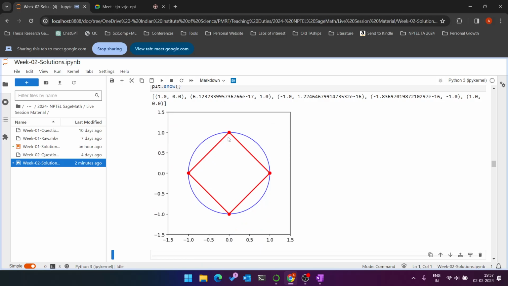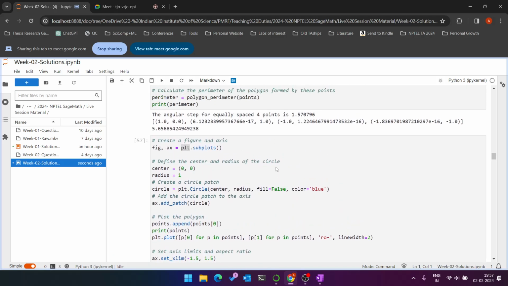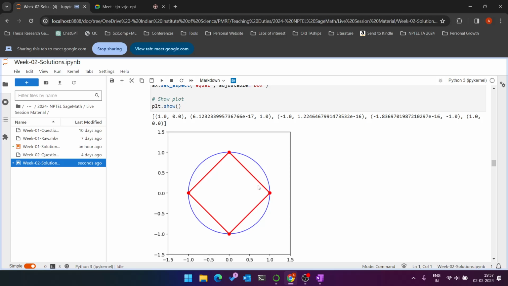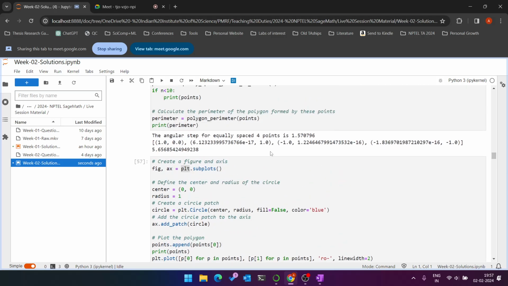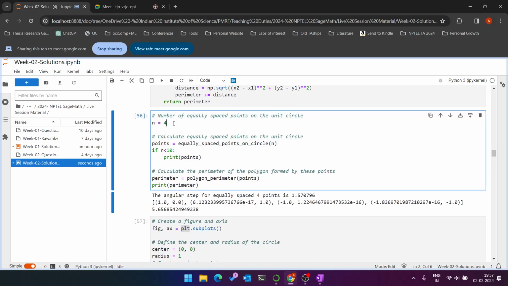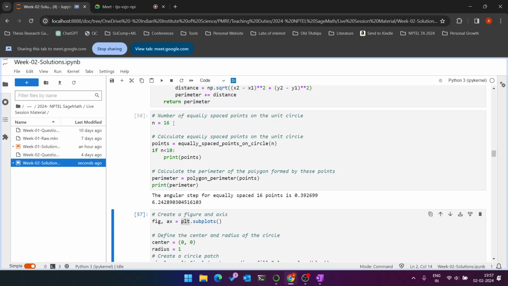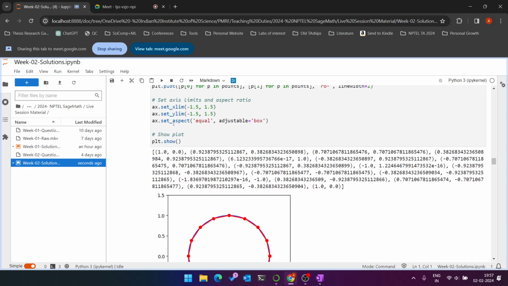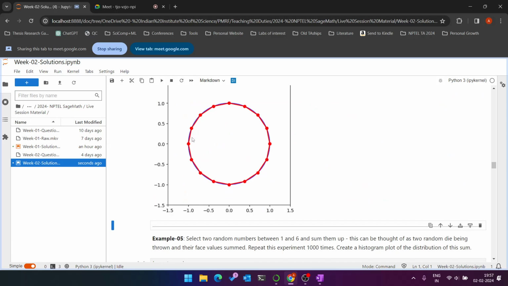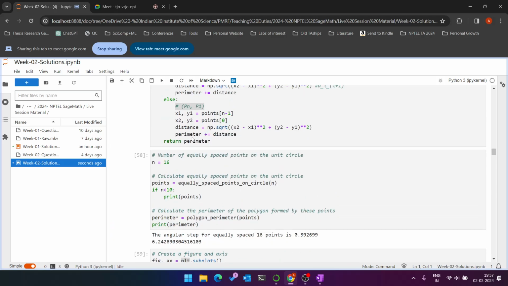Here you can clearly see that the side length is much different from the arc length. But as our number of points increases, it rapidly becomes the same. So with 16 points, it's starting to look like a circle itself. Suppose I change this to say 40 points.